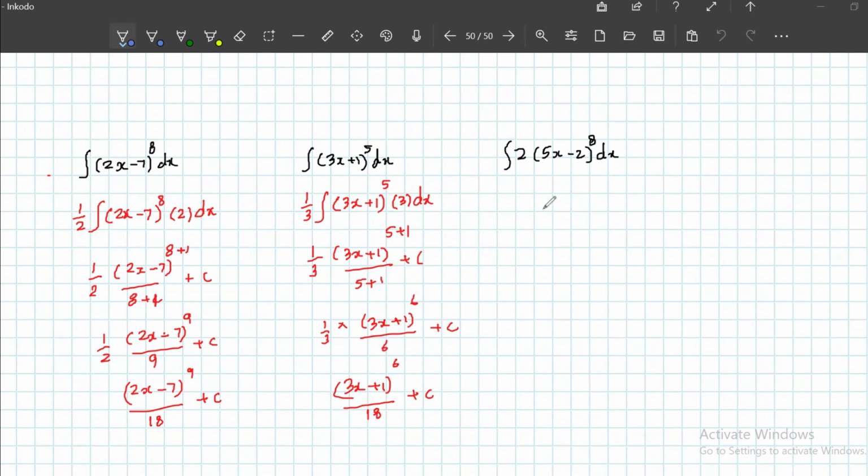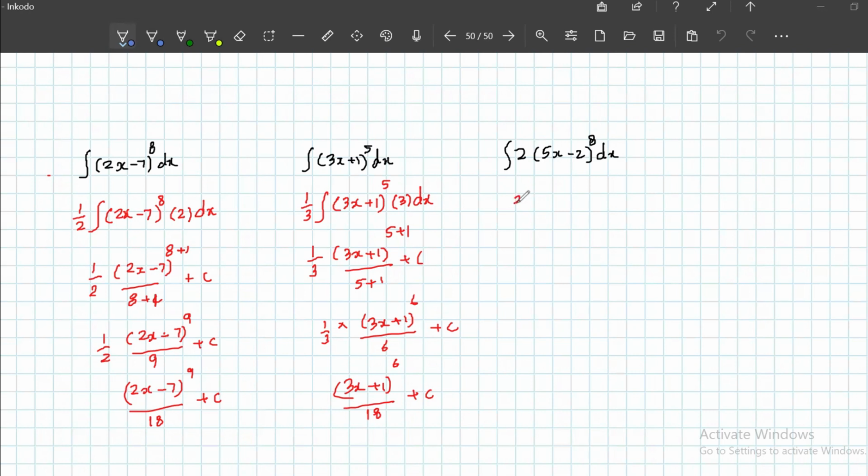We try one more. In this case, we have 2 already there, but we will still see what is the derivative of 5x minus 2. So it is 5. Still, we need to bring 5 because 2 will not help us. So I would say that divide by 5 and multiply by 5.